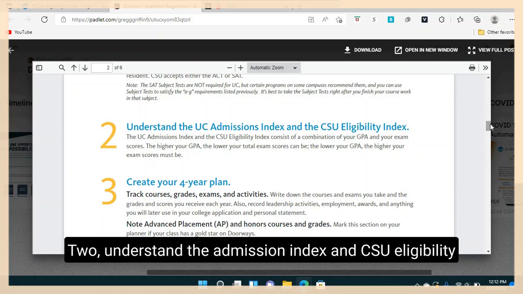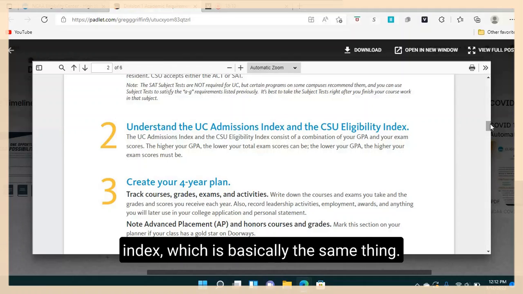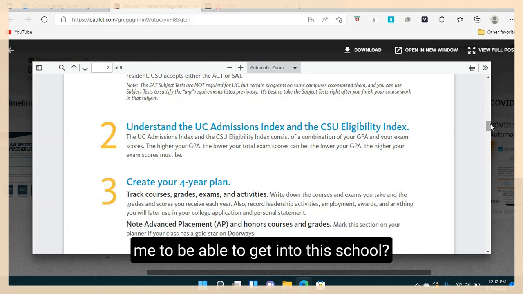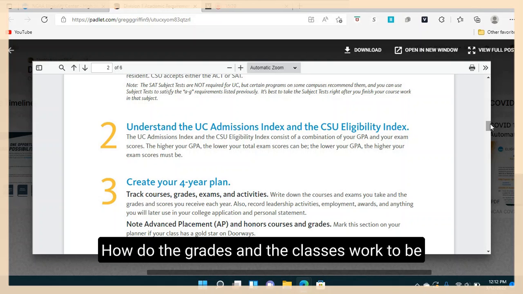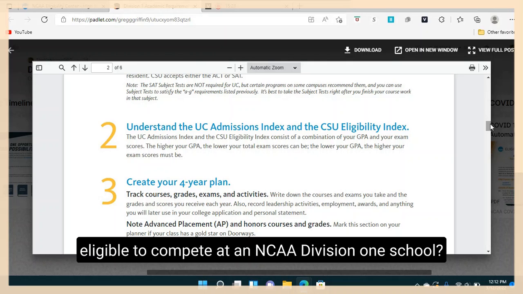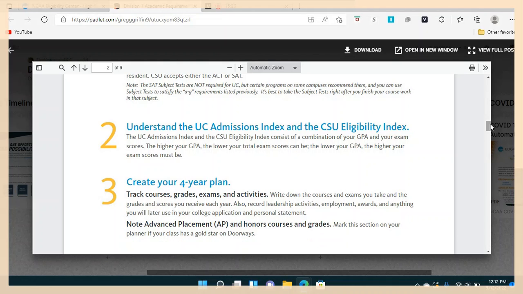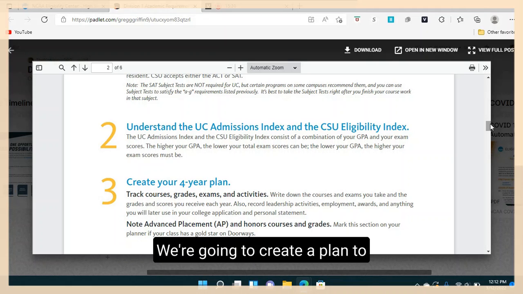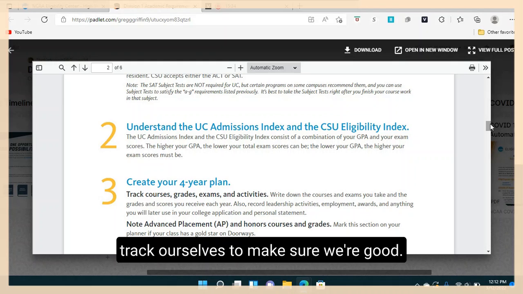Second, understand the admission index and CSU eligibility index, which is basically the same thing. How do the grades and the classes work for me to be able to get into this school? Our situation is, how do the grades and the classes work to be eligible to compete at an NCAA Division I school, right? Third, create a plan. We talked about that. We're going to create a plan to track ourselves, to make sure we're good.